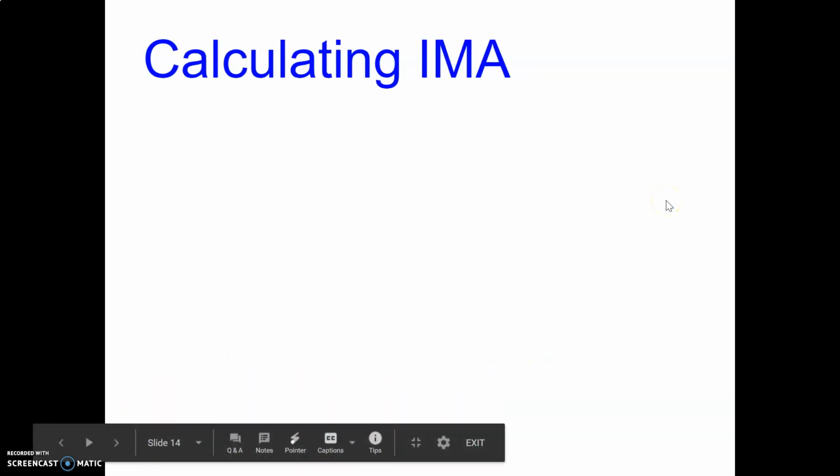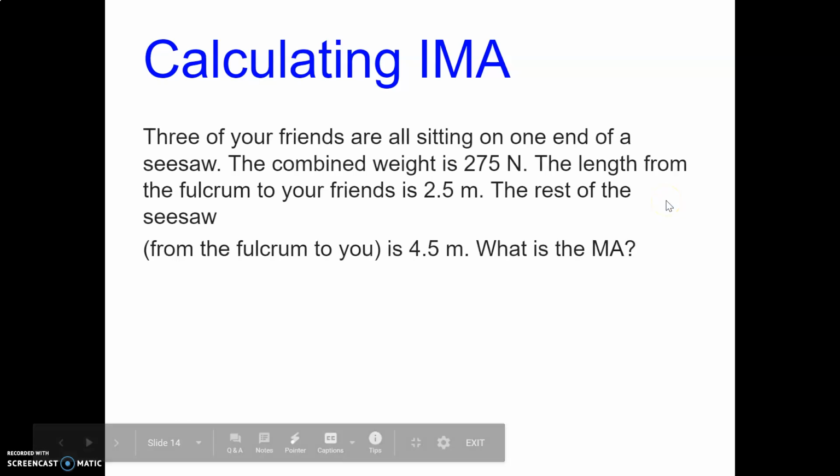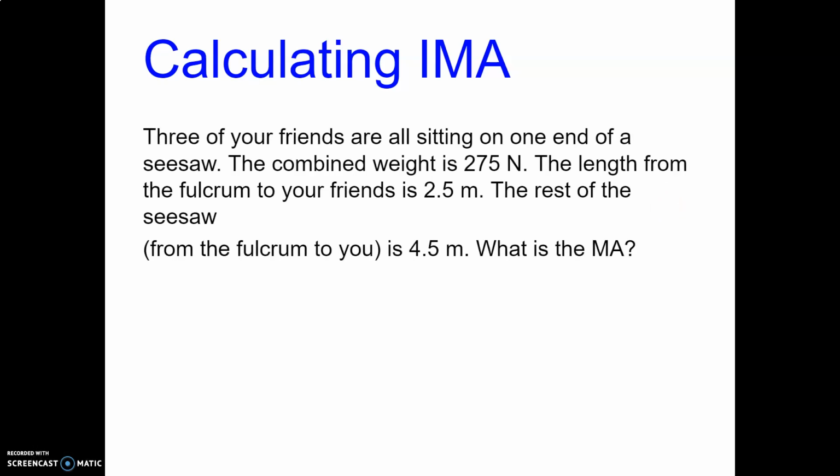So let's talk calculating IMA. 3 of your friends are sitting on one end of a seesaw. So we're talking a lever here. Combined weight is 275 newtons. The length from the fulcrum to your friends is 2.5 meters. The fulcrum is where the lever is basically still. That's the tipping point on a seesaw. The rest of the seesaw from the fulcrum to you is 4.5 meters. So what is the IMA?